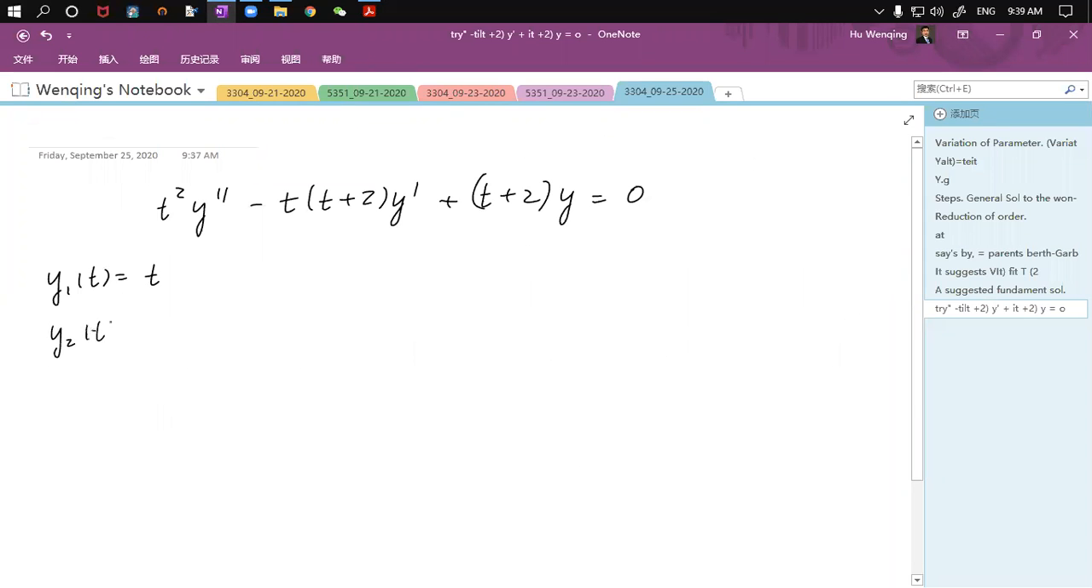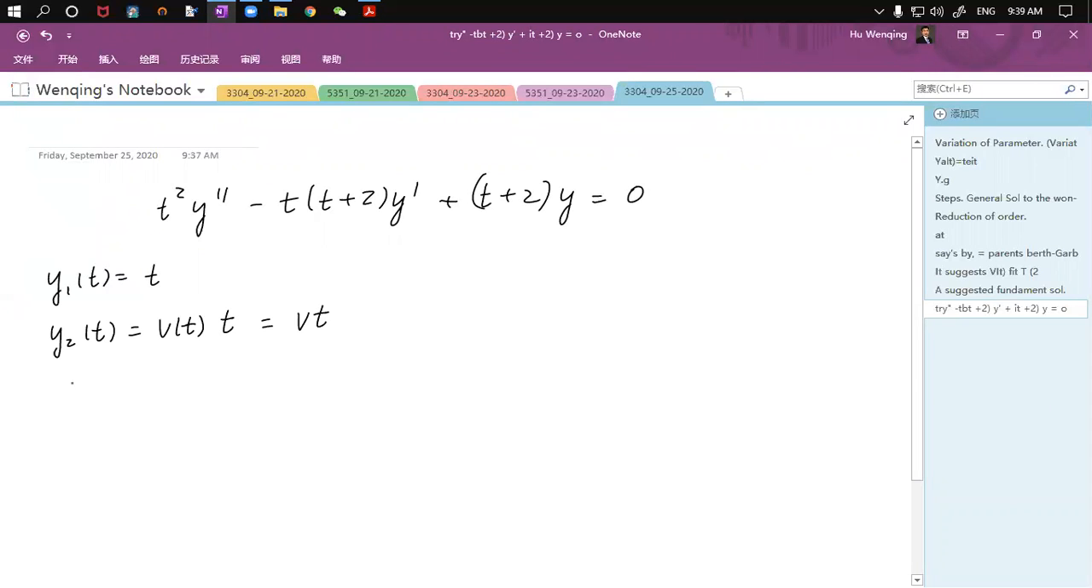Well, you're going to set y2 equal to v of t multiplied by t. Or sometimes we can just suppress the dependence on t and say v, but you must know that v is not a parameter, v is a function. Okay, so that's reduction of order. You reduce the search of the second solution to the search of an appropriate v.